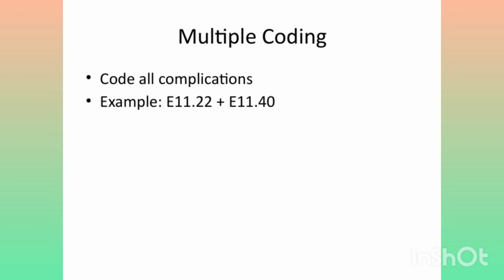For example, if a patient has both diabetic retinopathy and diabetic nephropathy, we would code E1122 for the retinopathy and E1140 for the nephropathy. Now, it's important to remember that we can also use multiple coding when a patient has more than one complication. This ensures we accurately reflect the full scope of the patient's condition. By doing this, we improve the accuracy of documentation and billing, and also support better patient care. So, always be thorough and precise in coding complications, especially when multiple issues are present, to capture the complete clinical picture.